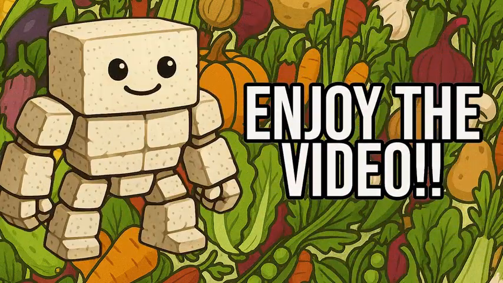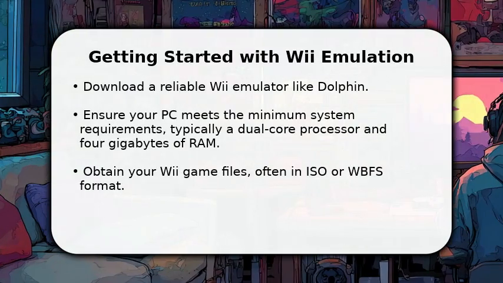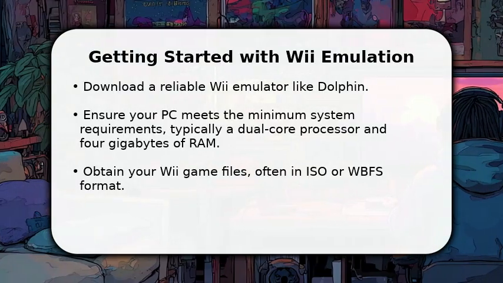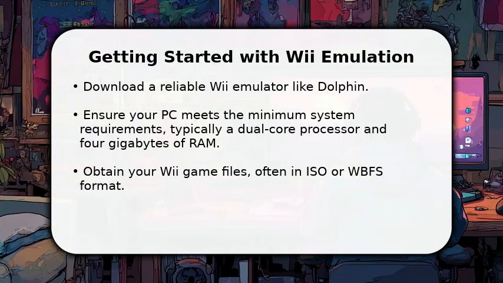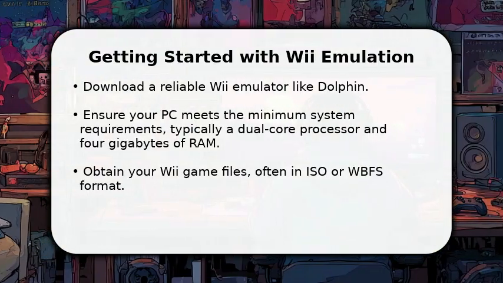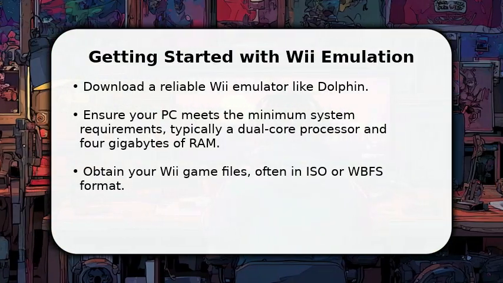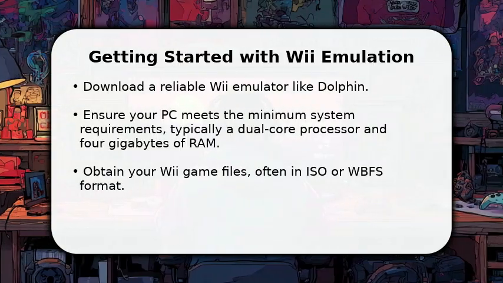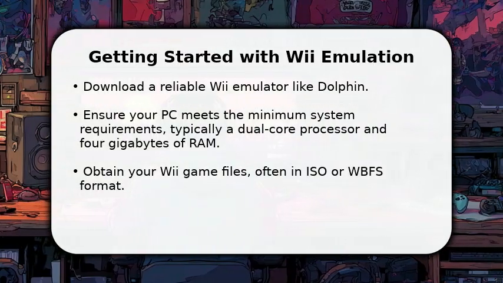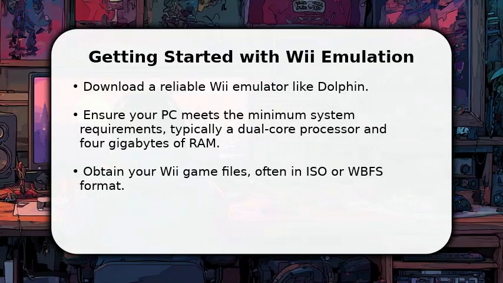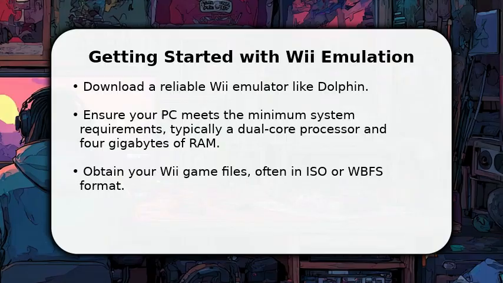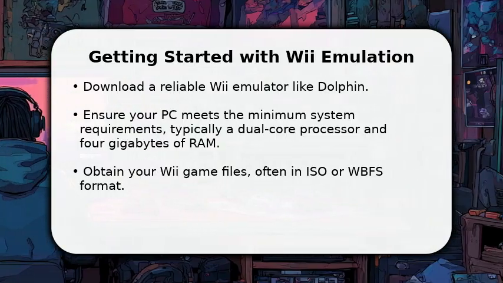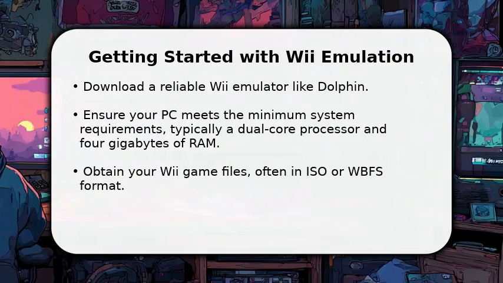Please enjoy the video. In this video, I will show you how to play Nintendo Wii games on your PC. First, you'll need to download a powerful and reliable emulator like Dolphin. Make sure your computer has at least a dual-core processor and 4 GB of RAM for smooth gameplay. You'll also need your Wii game files, usually in ISO or WBFS format, ready to go for the next steps.